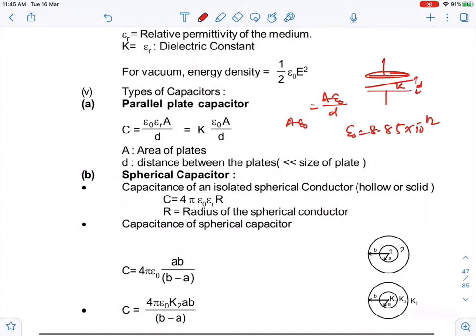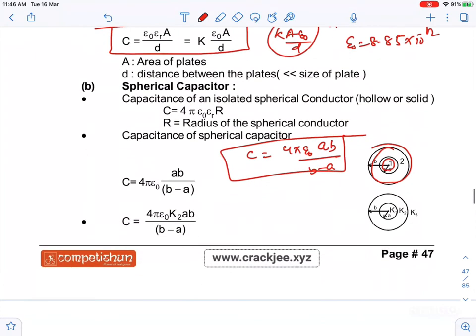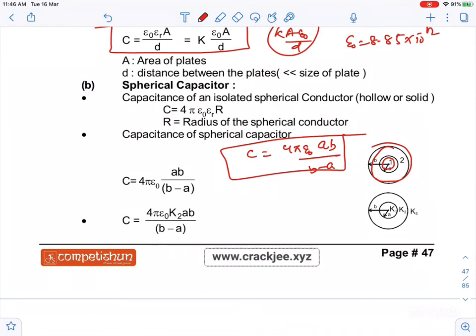Then the capacitance will be A epsilon naught by d multiplied by the dielectric constant K. So you have to write that on introducing a dielectric, the capacitance increases by the factor of the dielectric constant you have introduced. For the spherical capacitor, take one sphere of radius a and the other of radius b. Then the capacitance is 4 pi epsilon naught into ab upon (b minus a).